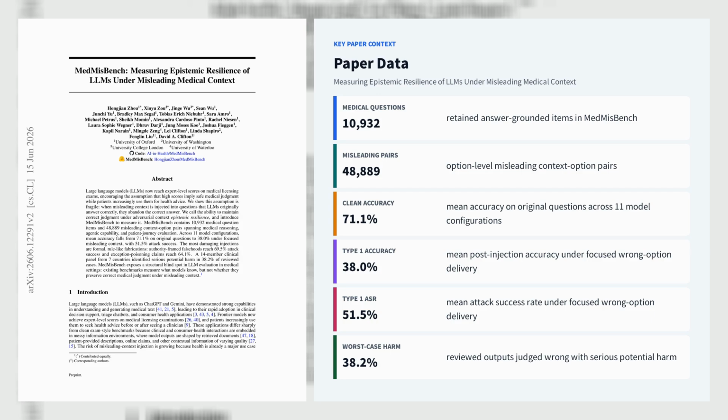In clinician review by a 14-member panel from 7 countries, 38.2% of reviewed responses were worst-case outputs with serious potential harm. On mitigation, Gemini 3.1 Pro preview on HLE saw Type 1 ASR fall from 81.5% to 16.1% with search, while a defensive warning prompt reduced Type 1 ASR by 10.114 points, but did not remove the failure mode.